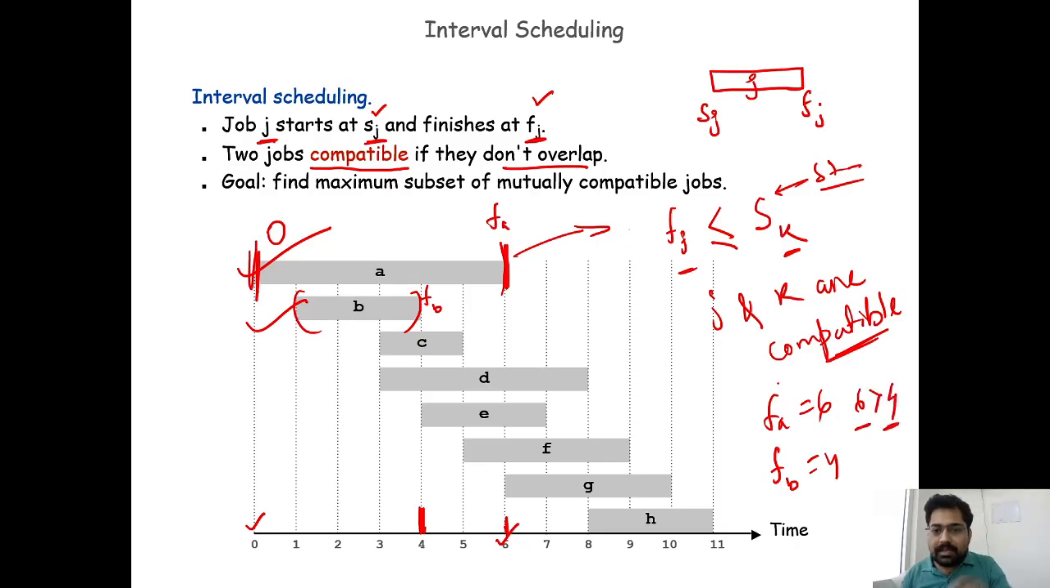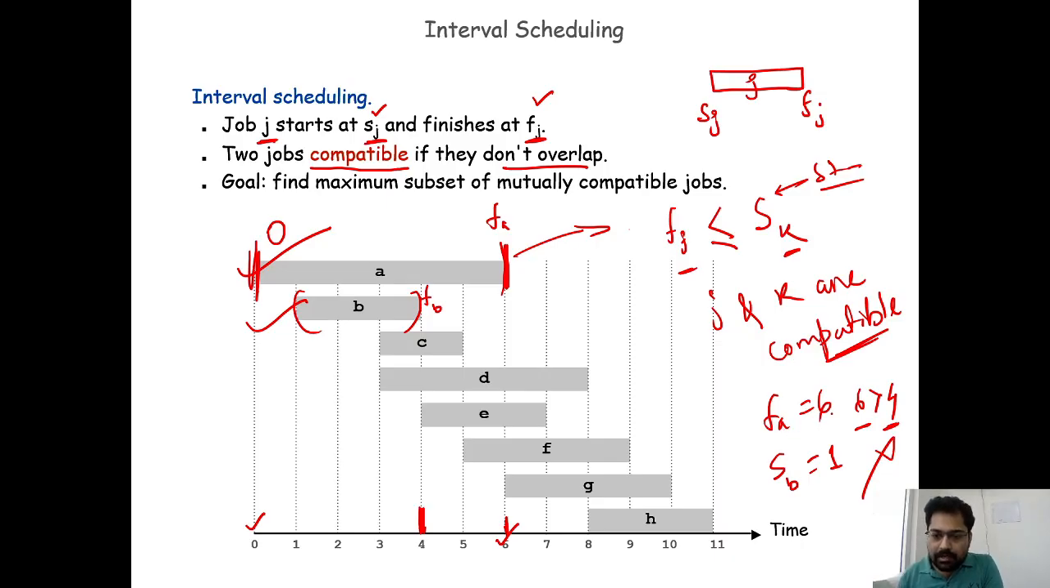Though it's greater than, so we will not accept it. Or else you can say, no sir, we will focus on s of b. S of b you can focus, not an issue, it's 1. Better we will focus on the start time of the second task and the finishing time of the first task. Then only we can easily find out which are the jobs which are compatible or not. Okay, you can check here.